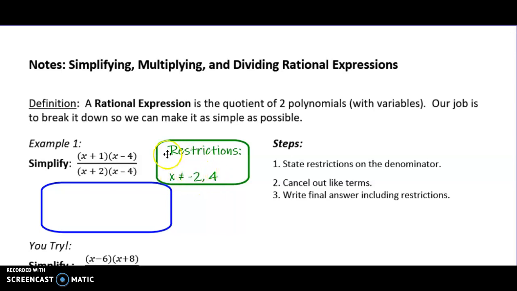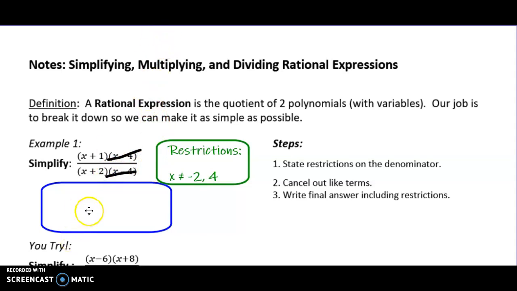Because if x is negative 2, it would make this factor 0. And 0 times anything is 0, which means the denominator is 0, and that's not possible in math. If you plug in 4, that makes this factor 0, and 0 times anything is 0, meaning it would also make the denominator 0. The second step is to cancel out like terms. So that means things that are multiplied with each other that are the same on the top and the bottom. In this case, that would be these two factors, x minus 4 and x minus 4.